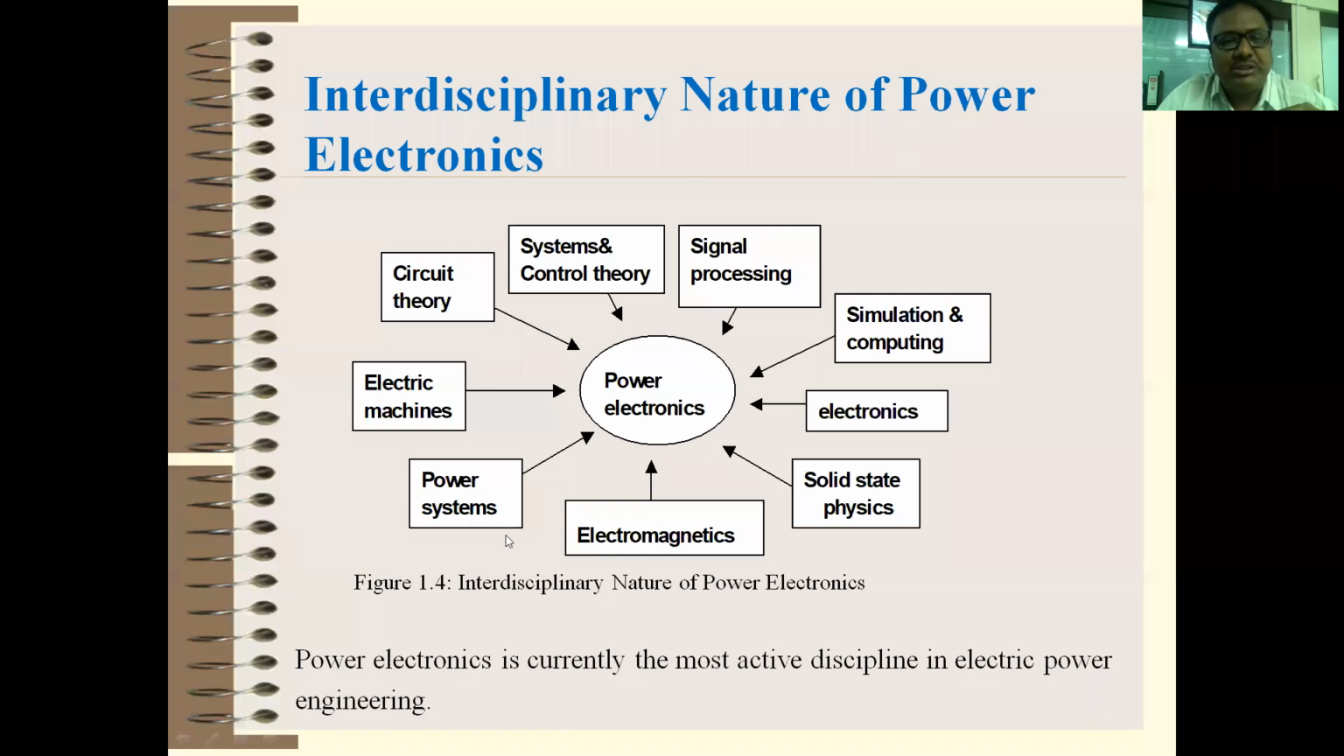So electric machines, power system, electromagnetics, solid state physics, these are the different fields where power electronics is used. Already we know what power electronics is. So these are the different fields basically where power electronics is used. That is just simply an introduction of these different fields in which power electronics is widely used.